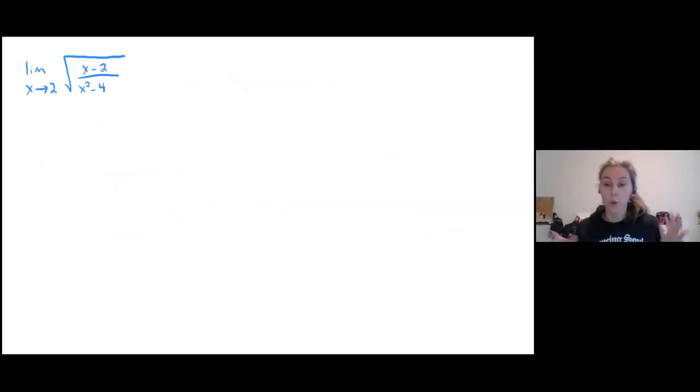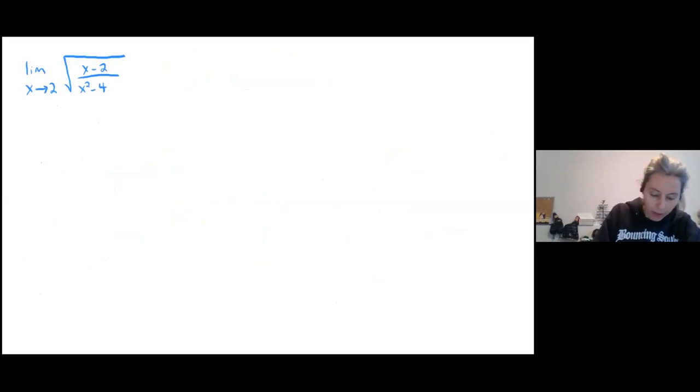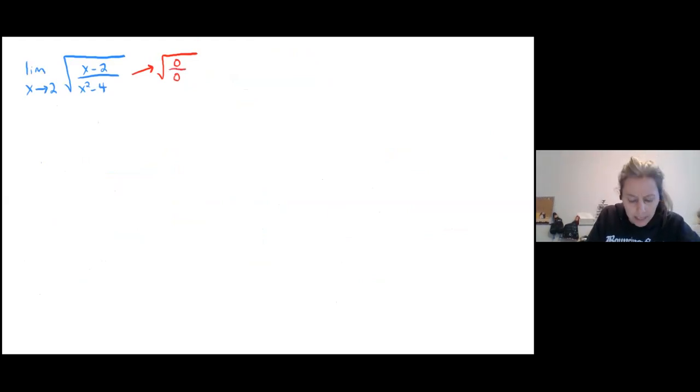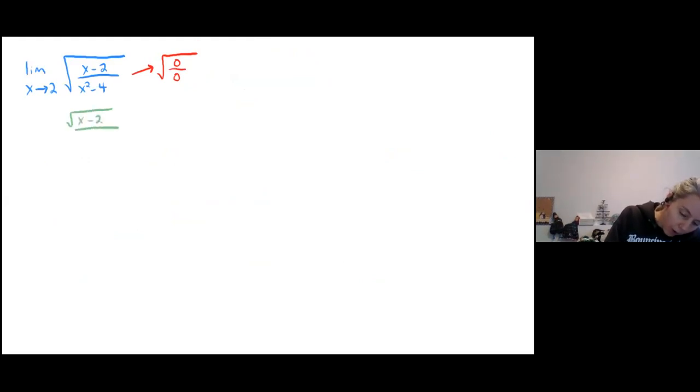Okay, so first we want to plug in. And when we plug in, we end up with the square root, 2 minus 2 is 0, 2 squared minus 4 is also 0. So that's 0 over 0. Now, we might be tempted to think of this in the form of the square root of x minus 2 over x squared minus 4 to see that that is really a 0 over 0.